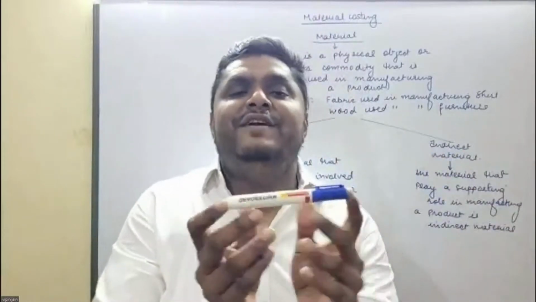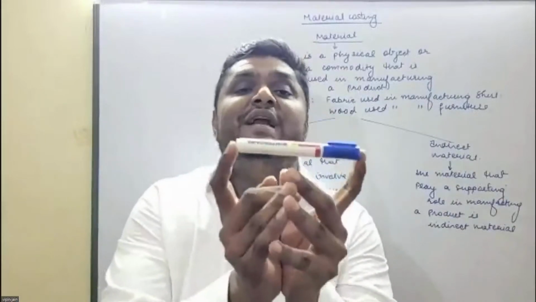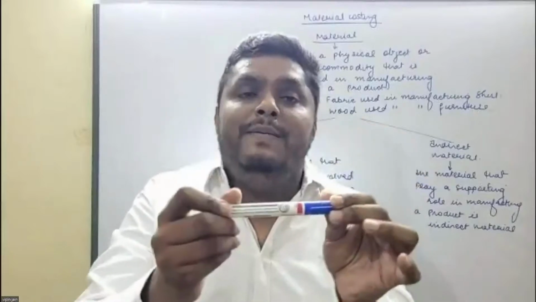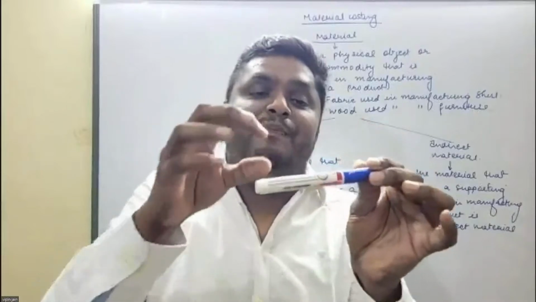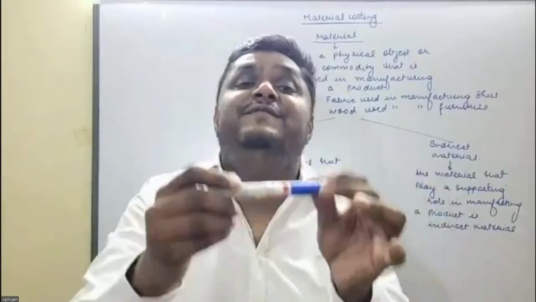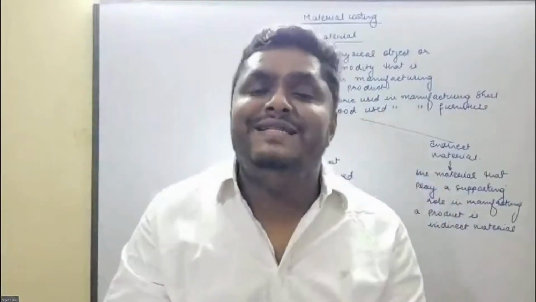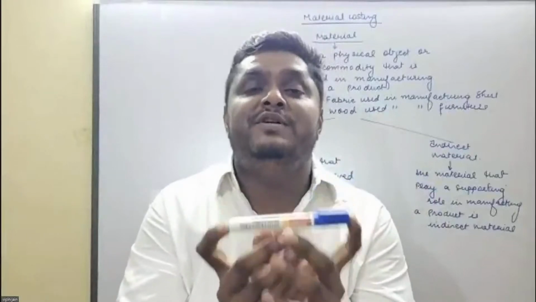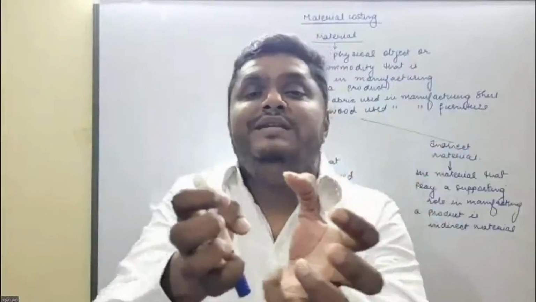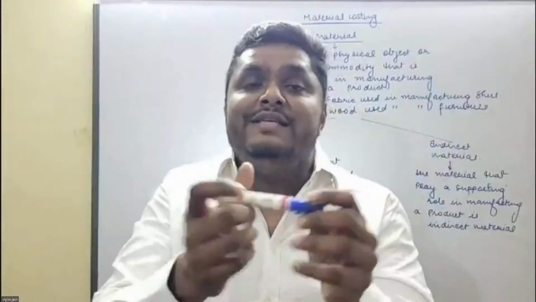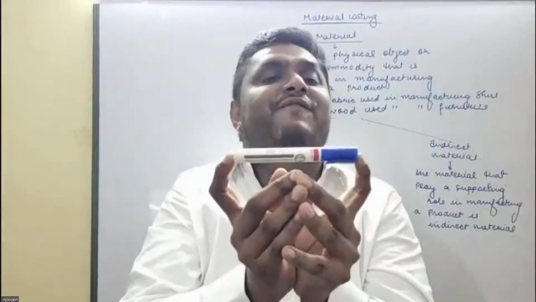Let's say I'm the manufacturer of this pen. This pen is made up of plastic and ink. Without this, the pen cannot be manufactured. This plastic and ink have some significant value. So this is direct material. But let's say these pens are manufactured in machines and the machines require some sort of lubricating oil for their efficient functioning. Is lubricating oil anywhere present in the final product?